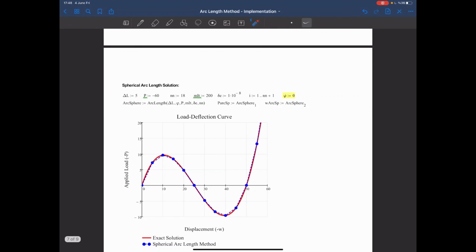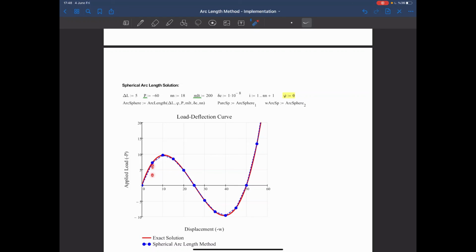Now as you see, I was able to track the limit points and then the unstable region with this arc length method. These blue points show the converged points for every increment. Now the next question is, okay, how the increments are determined, because when you look at it, the distances are not equally distributed. Actually they are.